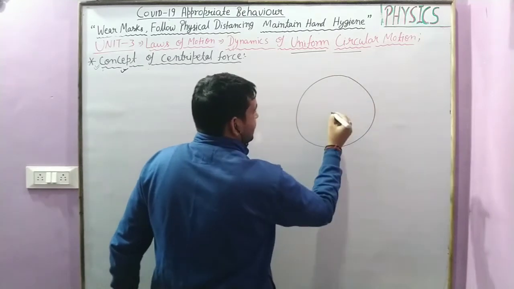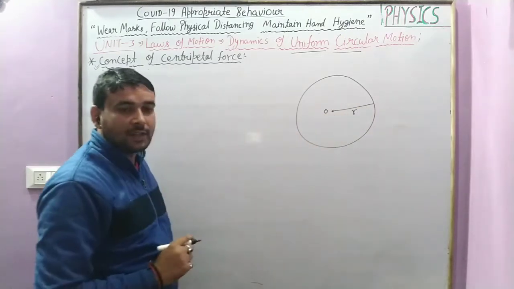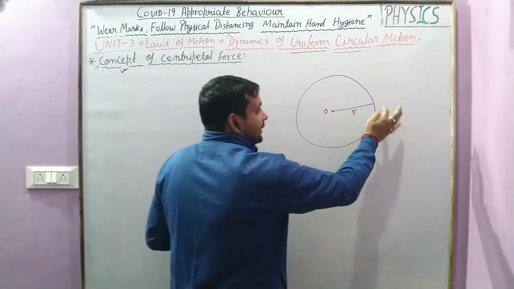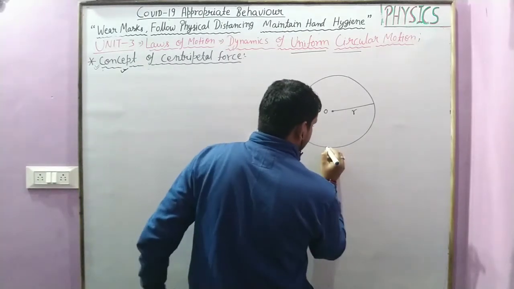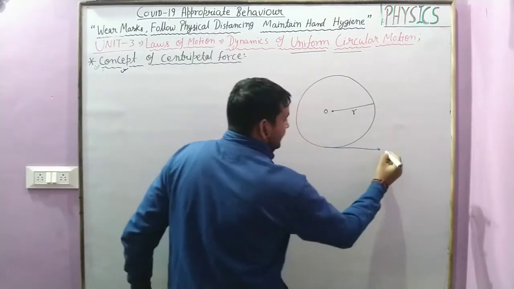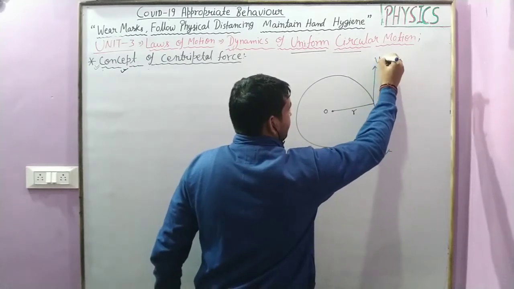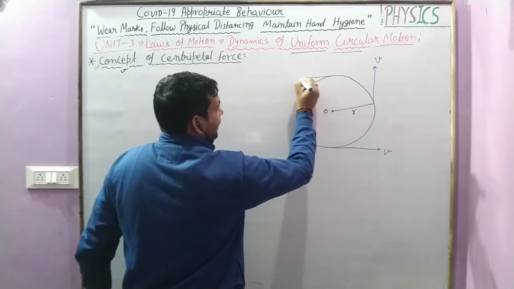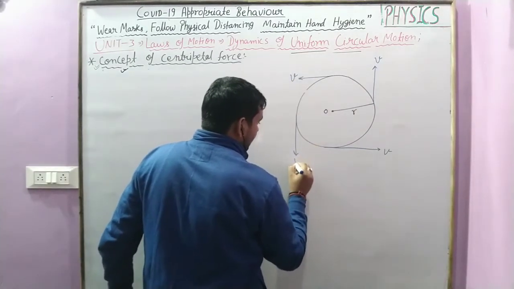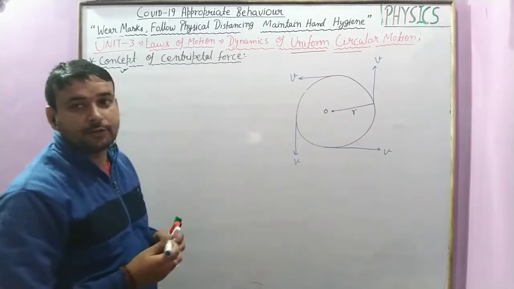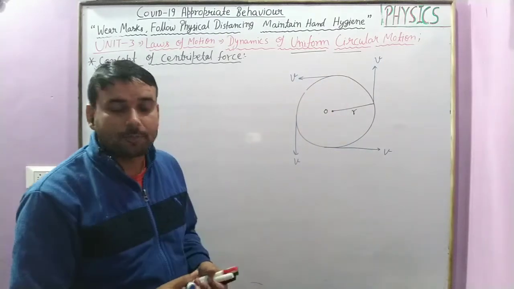Suppose this is a circular path of radius r with center O, and when we draw the tangent on this circle, then we get the direction of its linear velocity at every point by drawing the tangent on the circle. Clear? Now, this is the direction of the linear velocity.